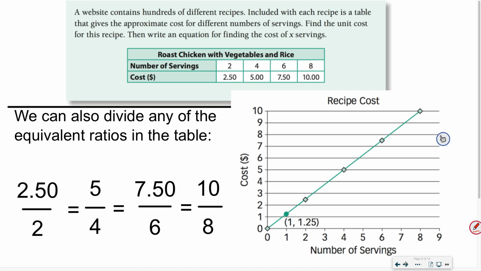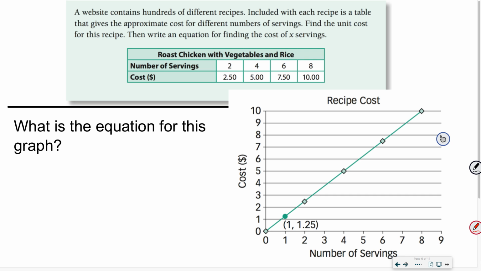Absolutely. Now, this is the division that Jocelyn was just talking about, and it doesn't matter which coordinate you use. If you did 2.50 divided by 2, you would get 1.25. If you did 5 divided by 4, or 7.50 divided by 6, or 10 divided by 8, you'd still get the same unit rate of 1.25.